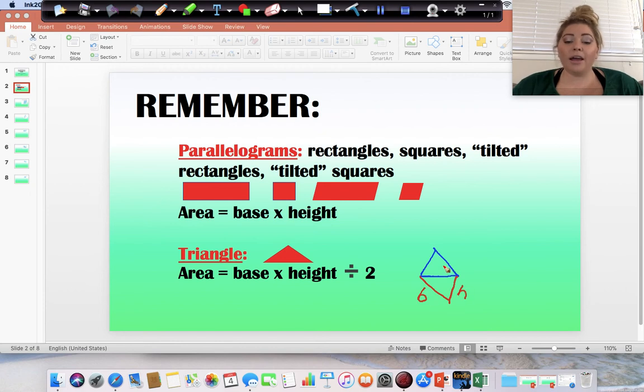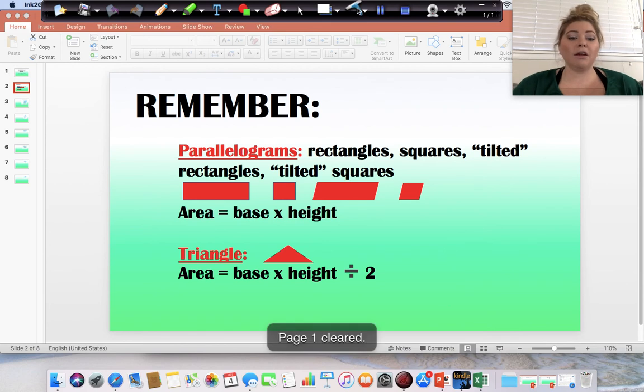So a triangle is just the base times the height divided by 2 because it is only half of the base times the height of a regular square, rectangle, or parallelogram. Okay? So triangle's area, base times height divided by 2. Parallelogram's area is just base times height.